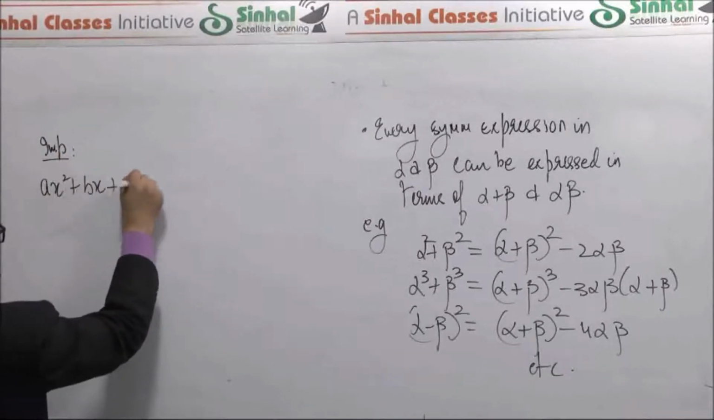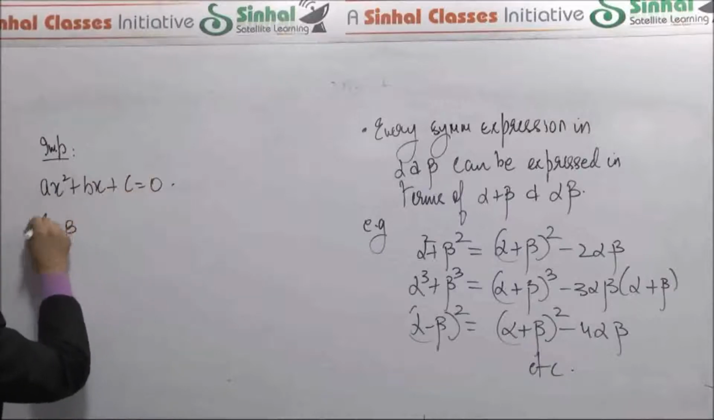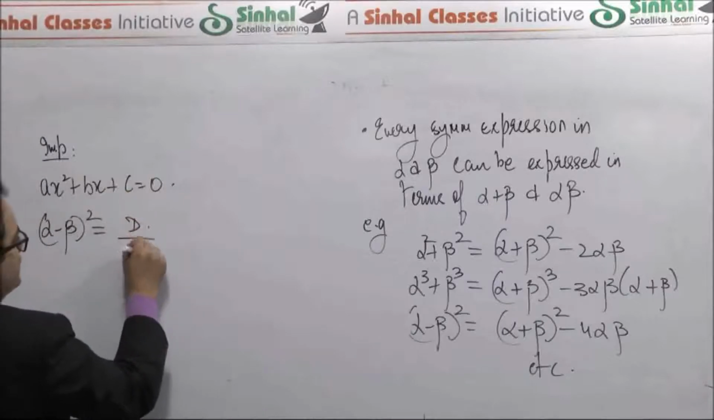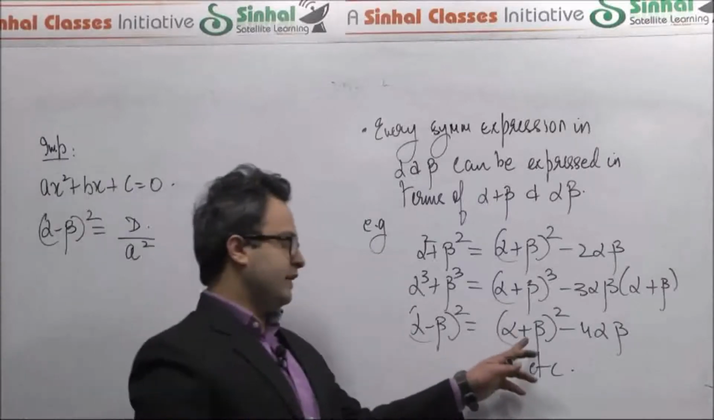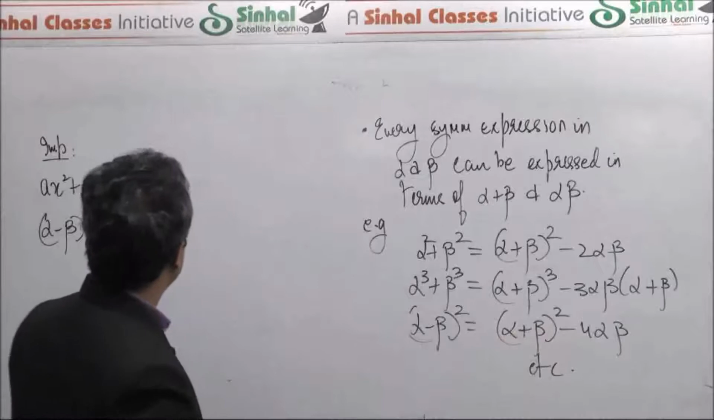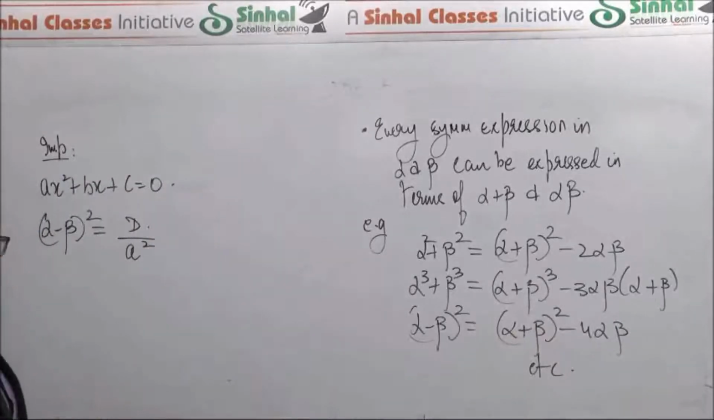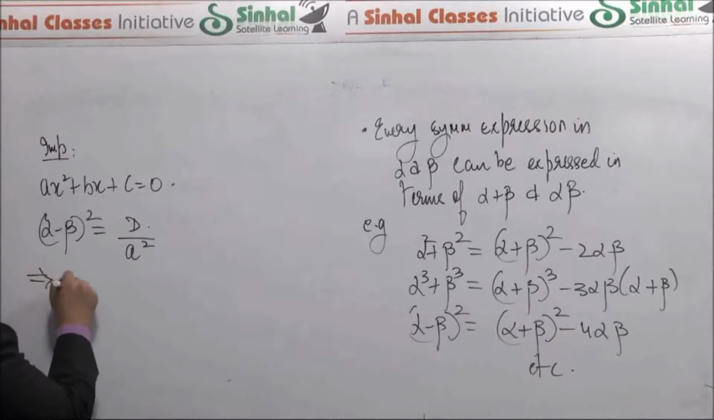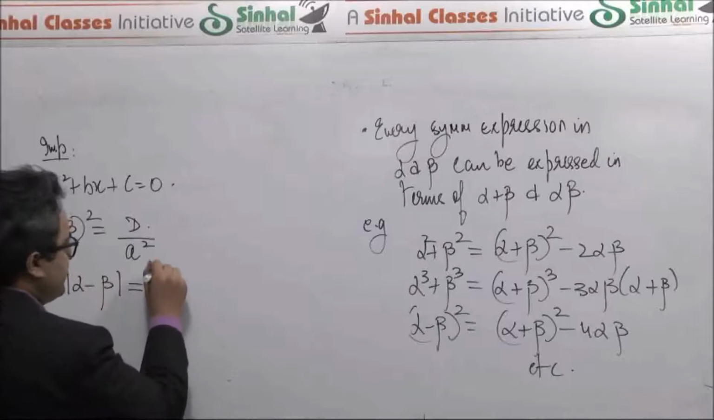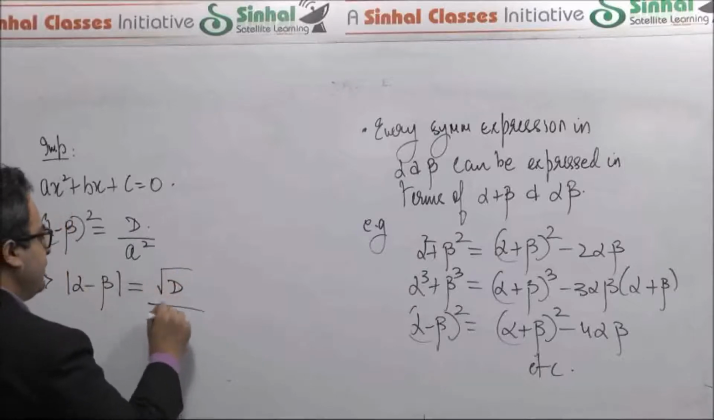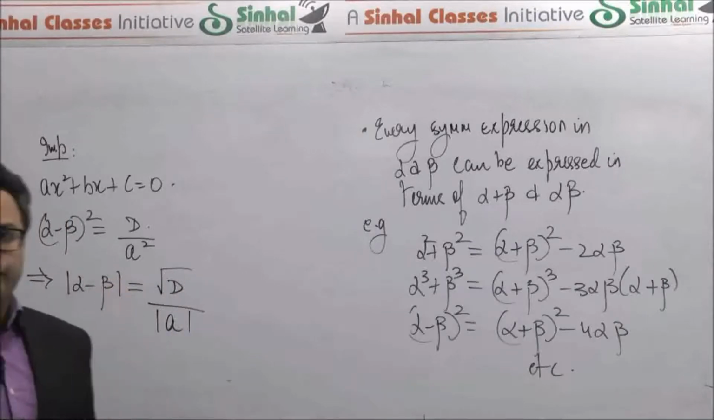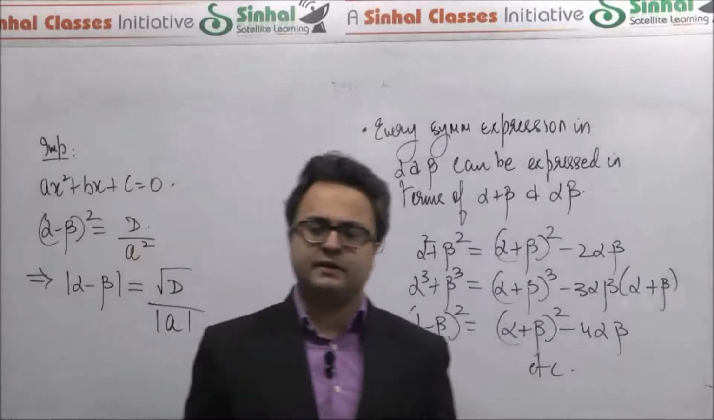So if this is my quadratic equation, then the square of the difference of the roots will turn out to be the discriminant value upon a square. That's pretty obvious. So you'll have b square by a square and 4c by a. So you'll have b square minus 4ac by a square, right? So whenever you want to talk about the difference in terms of magnitude, I can say that the magnitude of the difference between the roots will be the square root of the discriminant upon the magnitude of a. So again, this result is very useful when the difference of the roots is involved in the problem.